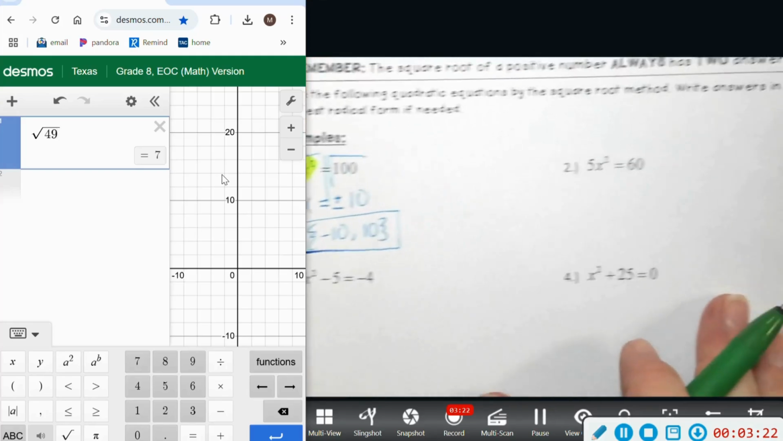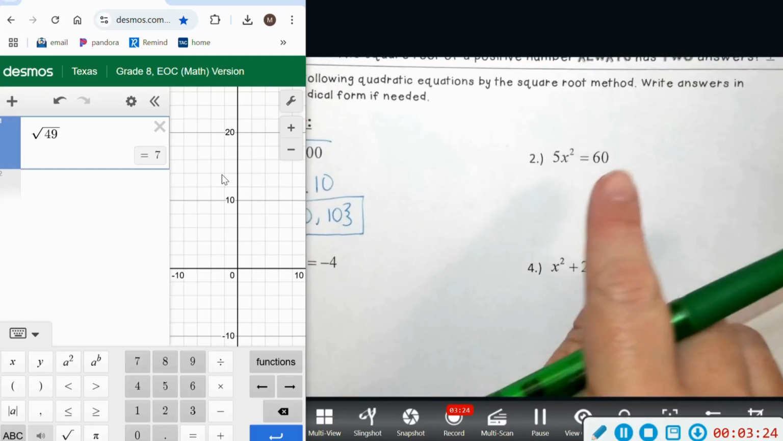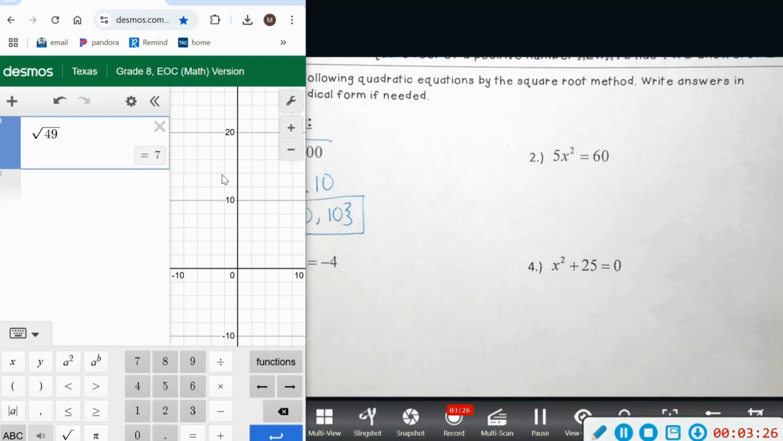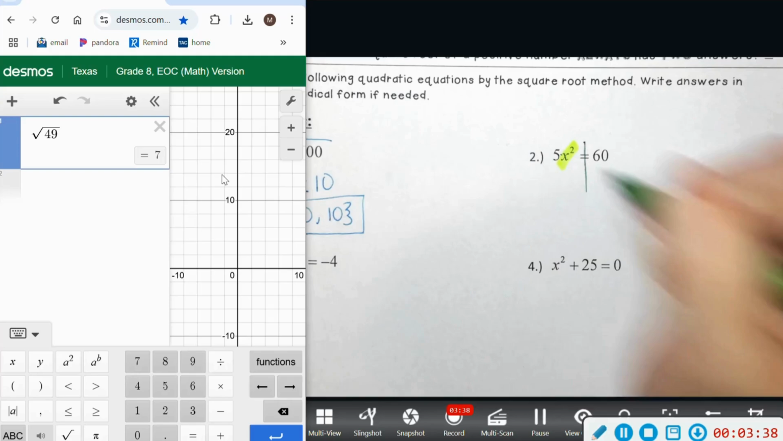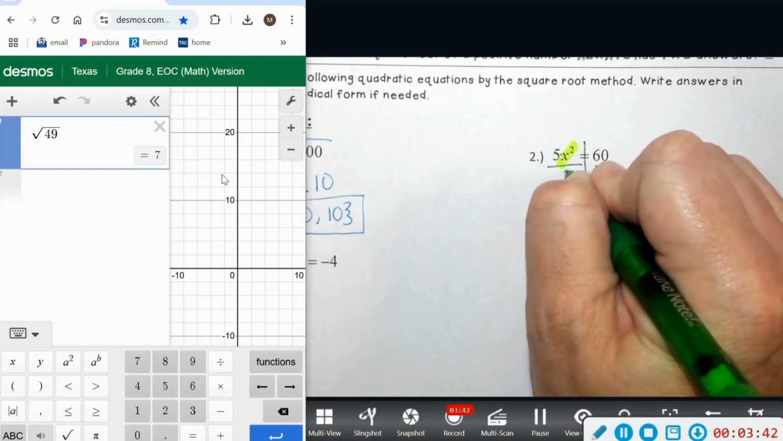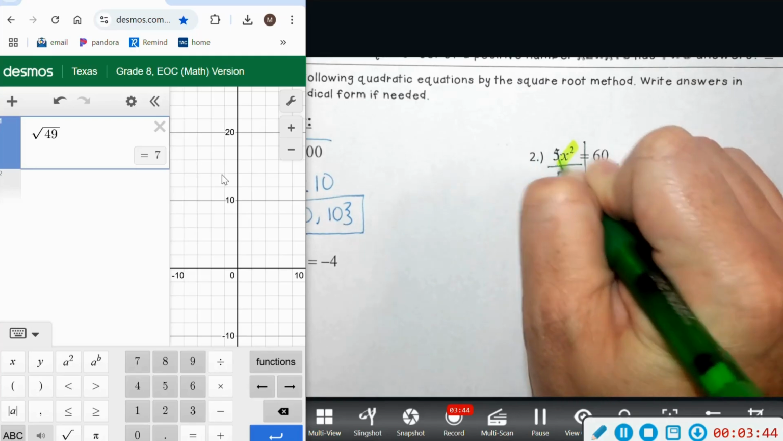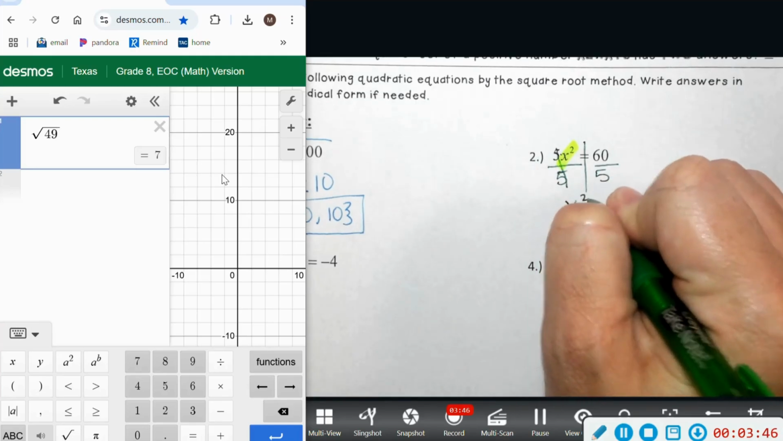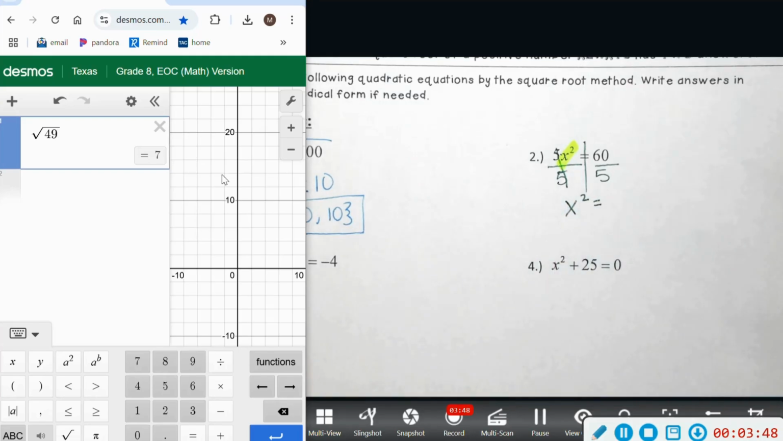Okay, look at number 2. Is what's squared alone? No. How would I get x squared alone? What do I need to get rid of? How do I get rid of that 5? I'm going to divide, because isn't this multiplying if there's no symbol? What's the opposite of multiplication? Division. So we're going to divide both sides by 5. And I get x squared equals what? 12.